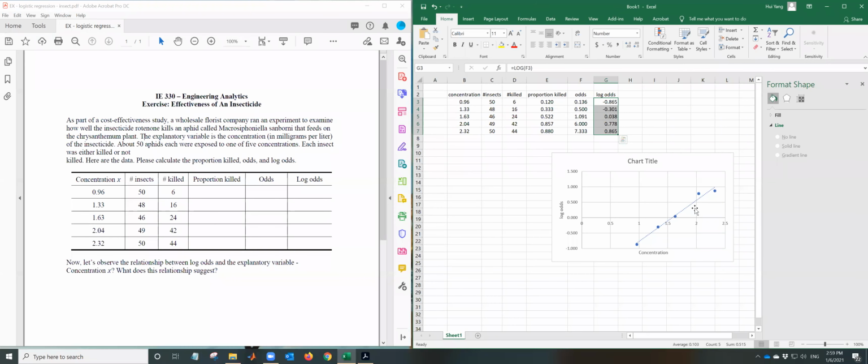So the relationship suggests that there is a linear relationship. Then you can do the logistic regression, predicting the log odds from the concentration. That is, log odds equals beta 0 plus beta 1 x. Okay, so this is the end of this exercise.